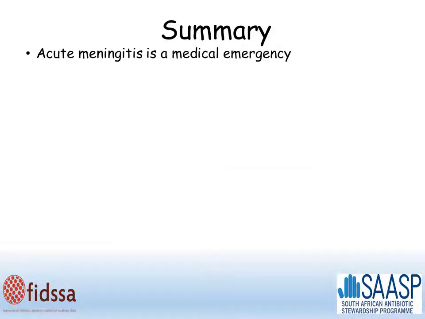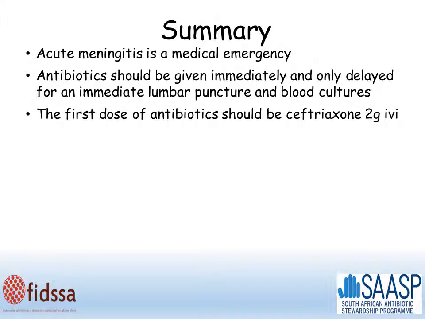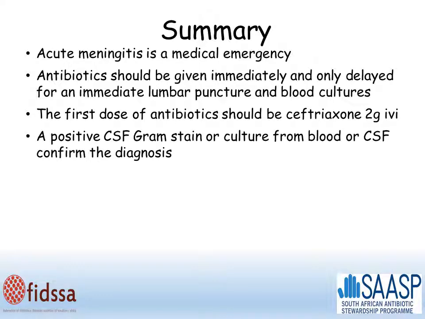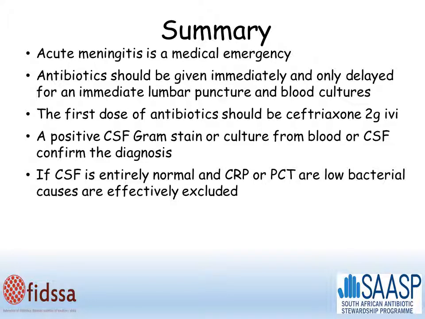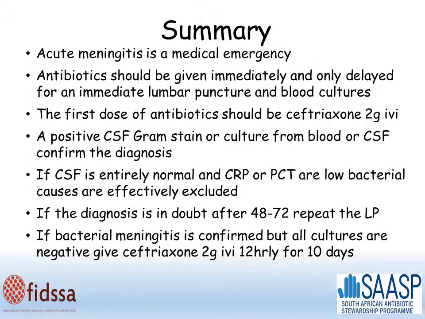So in summary, acute meningitis is a medical emergency. Antibiotics should be given immediately and only delayed for immediate lumbar puncture and blood cultures. The first dose of antibiotics should be ceftriaxone 2 grams intravenously. A positive CSF gram stain or culture from blood or CSF confirms the diagnosis. If CSF is entirely normal and CRP or procalcitonin are low, bacterial causes are effectively excluded. If the diagnosis is in doubt, after 48 to 72 hours, you should repeat the lumbar puncture. If bacterial meningitis is confirmed, but all cultures are negative, you should give ceftriaxone 2 grams 12 hourly for 10 days.